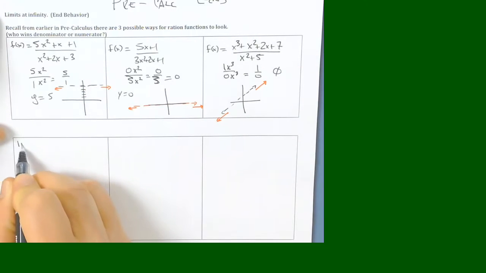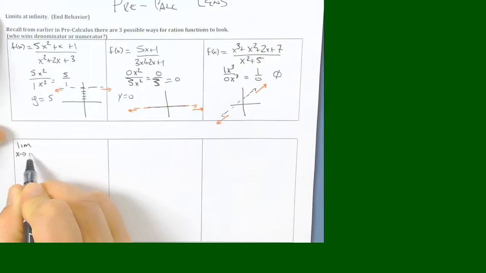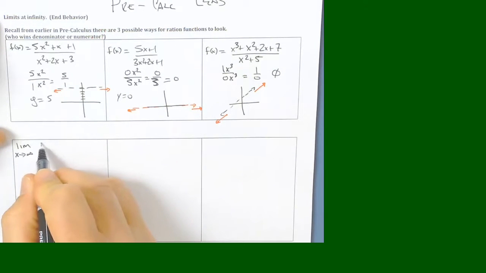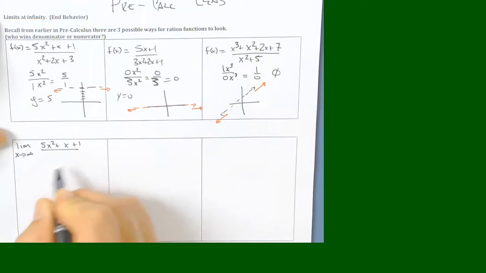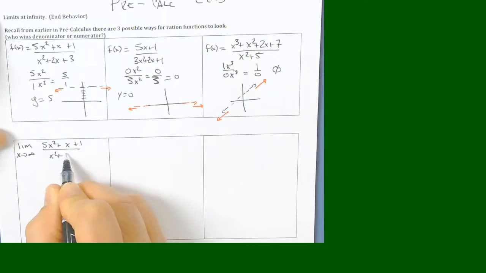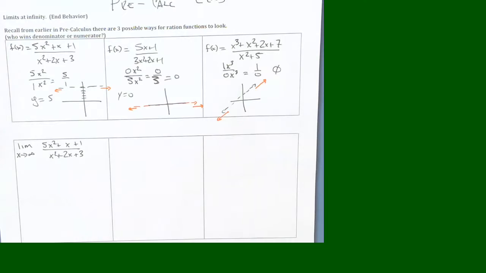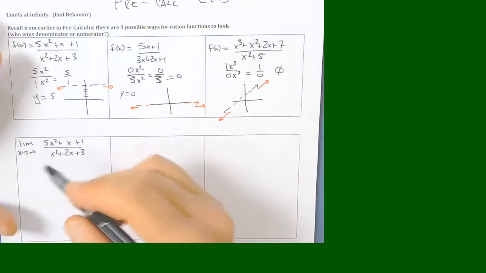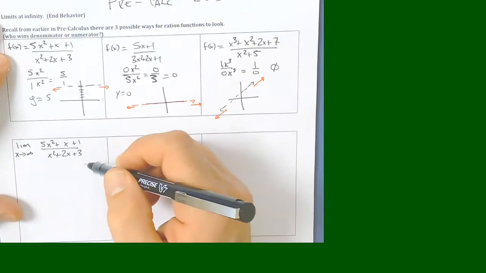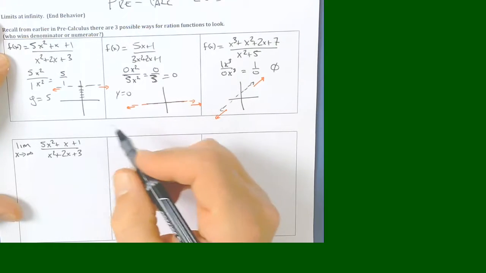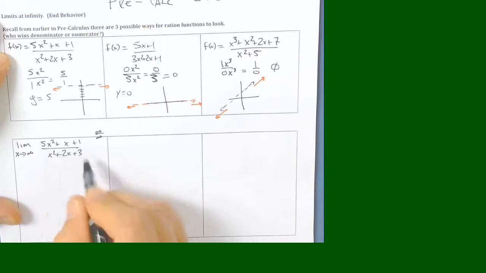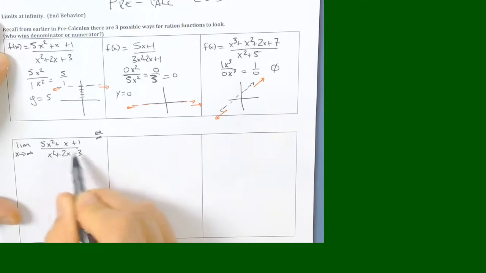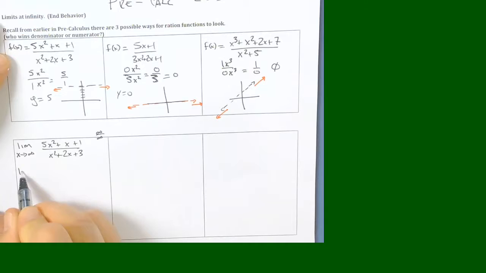So the limit as x goes to infinity of 5x squared plus x plus 1 over x squared plus 2x plus 3. If we plug in direct substitution, we get infinity over infinity, which is indeterminate. So I need to manipulate. I manipulate by dividing by the highest degree of the denominator, x squared. I'm going to write the step out the first time. You don't have to write it out after that.